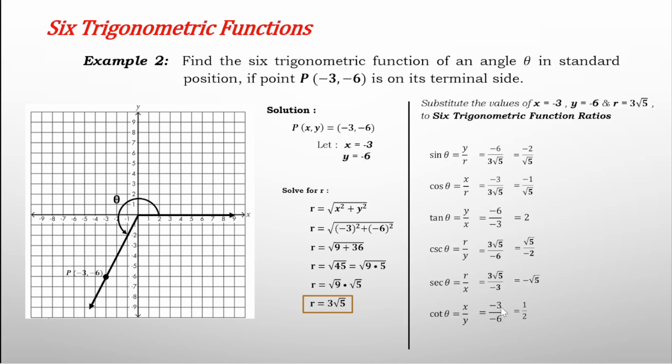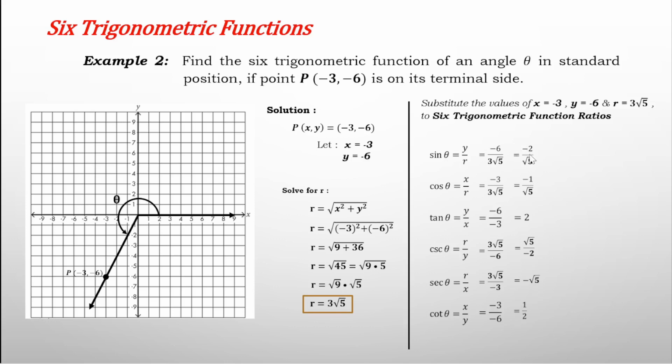We cannot divide exactly negative 3 by negative 6, but we can simplify. But remember, negative divided by negative is always positive. So 3 and 6 have a greatest common factor of 3. Then we divide it into the numerator and denominator. So we have now 1/2.